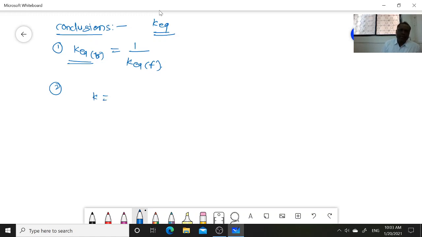Next conclusion: if you write any reaction, suppose A plus B gives C plus D, then the equilibrium constant K equilibrium for this reaction can be written as the concentration of products divided by the concentration of the reactants, raised to whatever powers are there. Now this K equilibrium can be written like this.